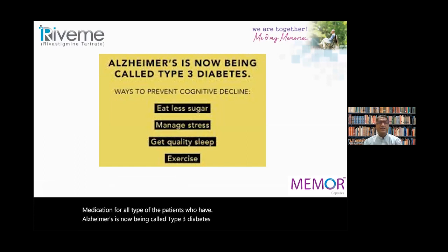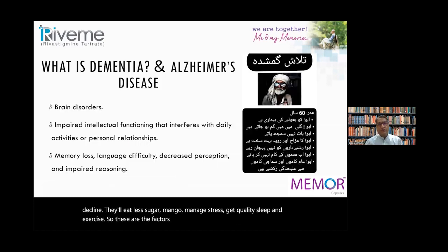Alzheimer's is now being called type 3 diabetes. Ways to prevent cognitive decline: eat less sugar, manage stress, get quality sleep and exercise. So these are the factors. A few words about dementia or Alzheimer's disease. This is in layman's terms.